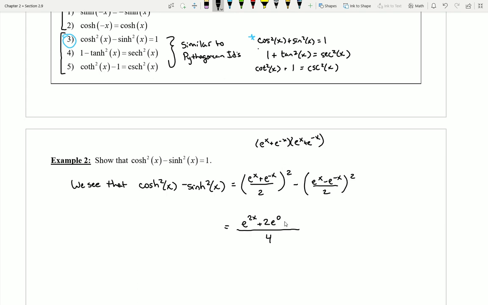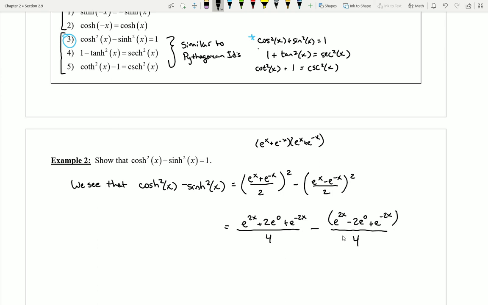But since I'm going to have two of those, I can write 2e to the 0. And then I'm going to have plus e to the negative 2x, because I'm going to have e to the negative x times e to the negative x. That's e to the negative x squared, also the same as this. I can do something very, very similar over here. I'm just going to have minus, and I'm still going to have e to the 2x. I'm going to have now a minus 2e to the 0, and a plus e to the negative 2x.